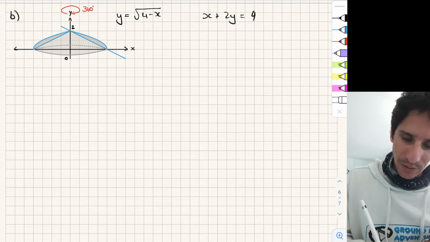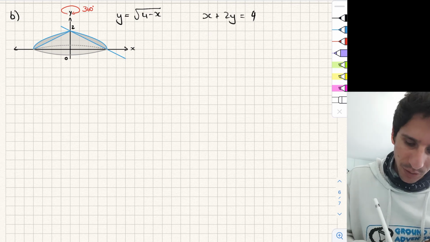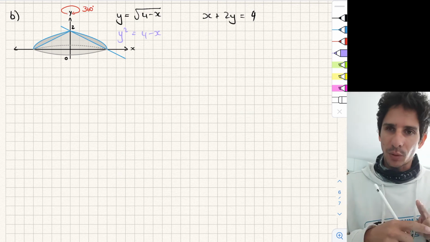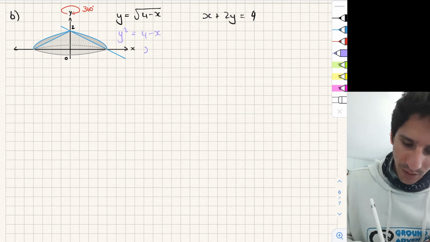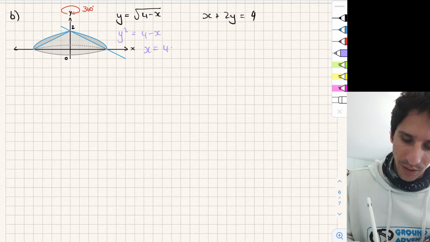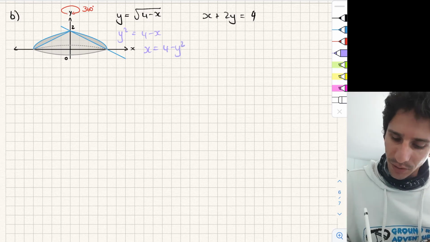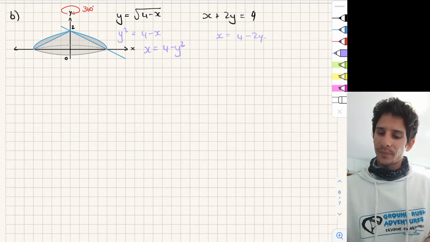So to get x out of here, we're going to square both sides. We're going to get y squared equal to 4 minus x. If I throw x on the other side and y on the other, if I swap them around, I will get x equal to 4 minus y squared. The other one's pretty easy as well. I'm just going to get x equal to 4 minus 2y.